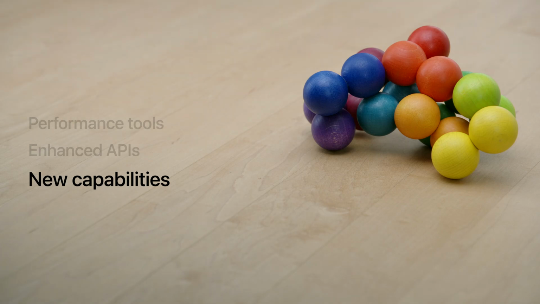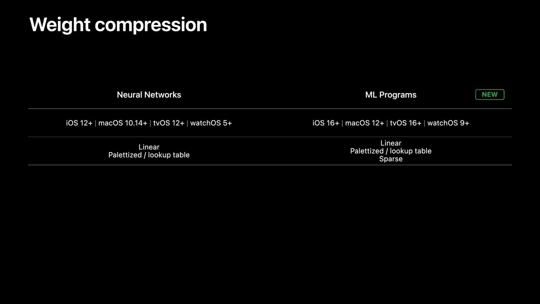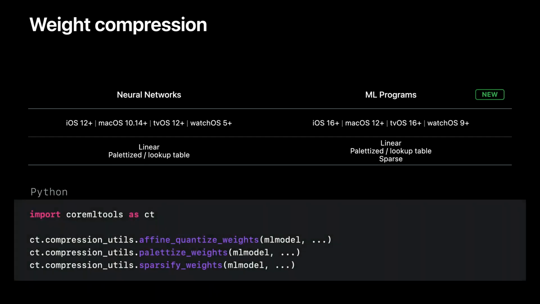Next, I'll go through a quick tour of some of the additional capabilities being added to CoreML. First is weight compression. Compressing the weights of your model may allow you to achieve similar accuracy while having a smaller model. In iOS 12, CoreML introduced post-training weight compression, which allows you to reduce the size of CoreML neural network models. We are now extending 16 and 8-bit support to the ML program model type, and additionally introducing a new option to store weights in a sparse representation. With CoreML Tools utilities, you will now be able to quantize, palettize, and sparsify the weights for your ML program models.